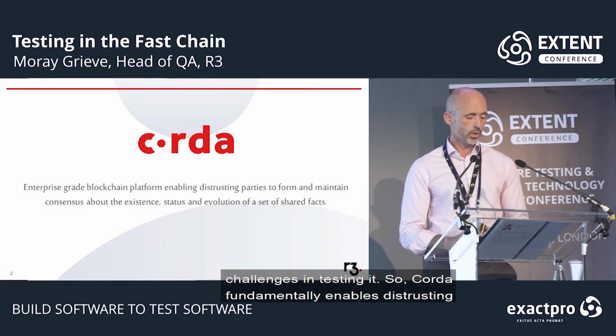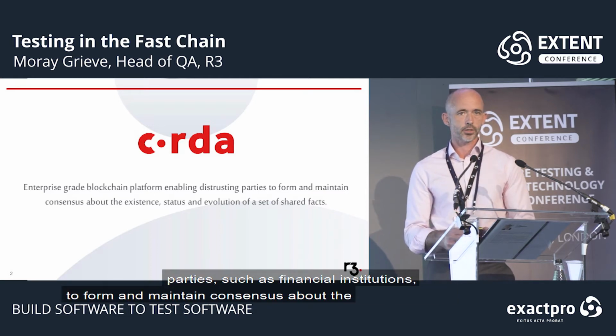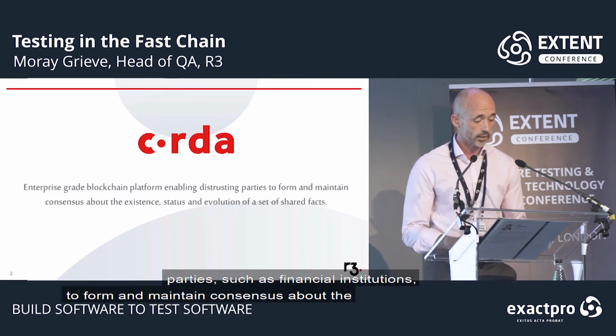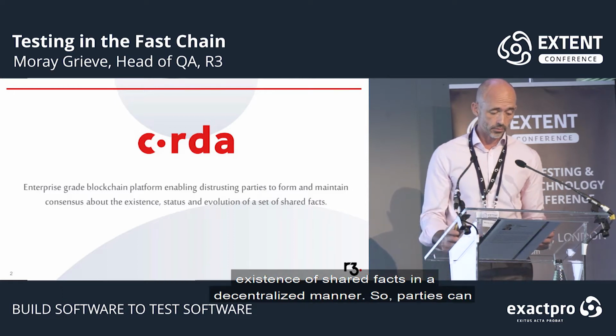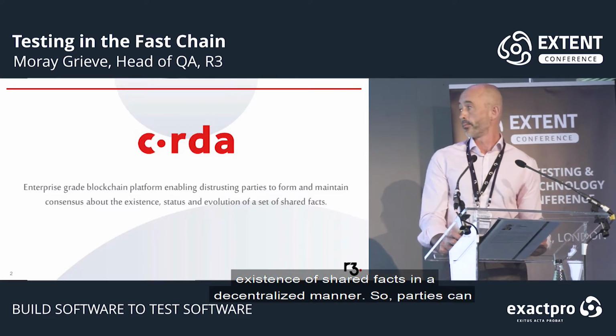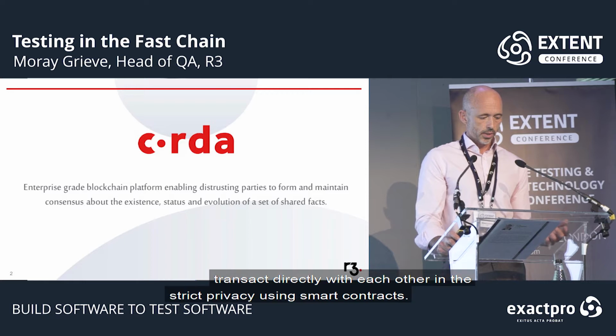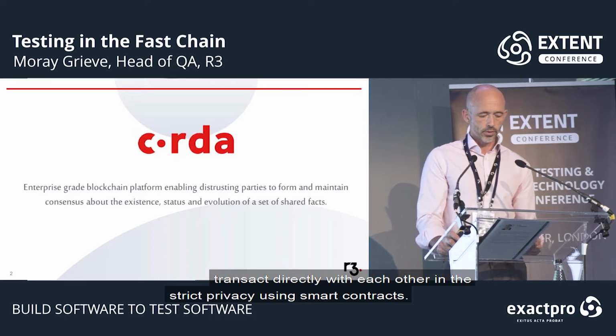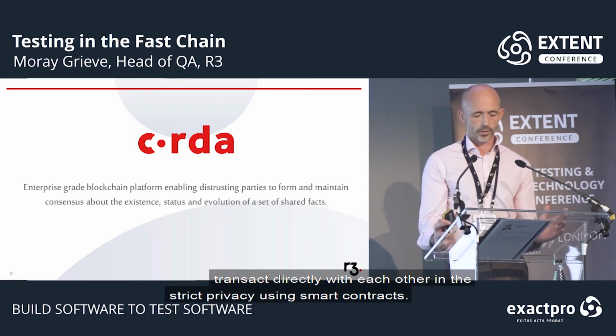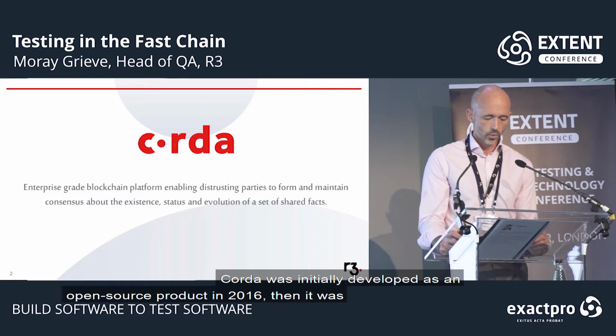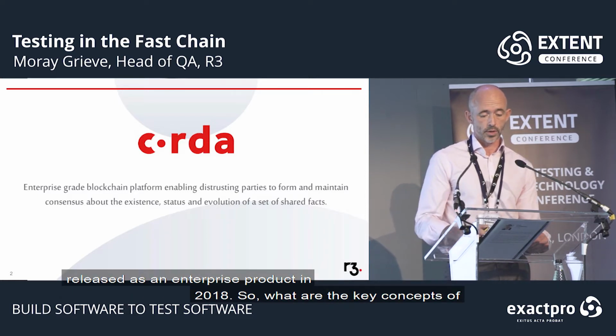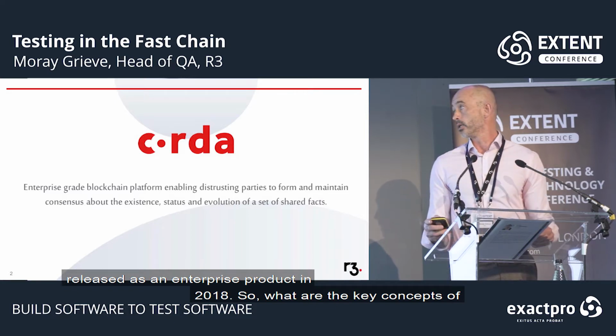So Corda fundamentally enables distrusting parties such as financial institutions to form and maintain consensus about the existence of shared facts in a decentralized manner. So parties can transact directly with each other in strict privacy using smart contracts. Corda was initially developed as an open source product in 2016, and it was released as an enterprise product in 2018.